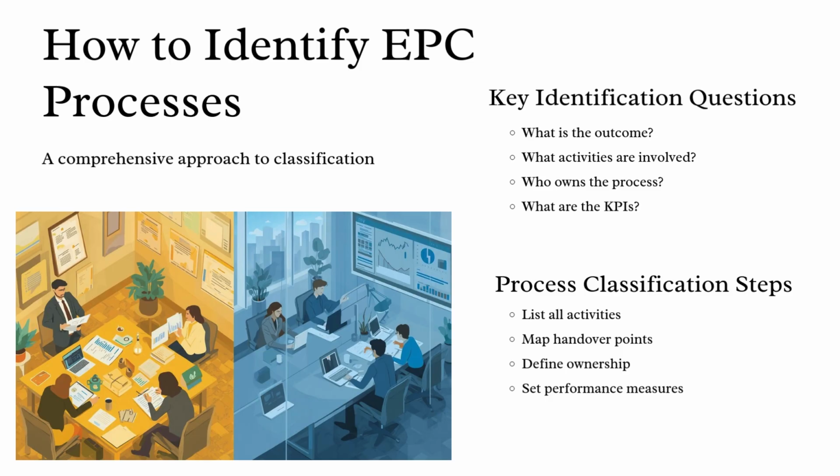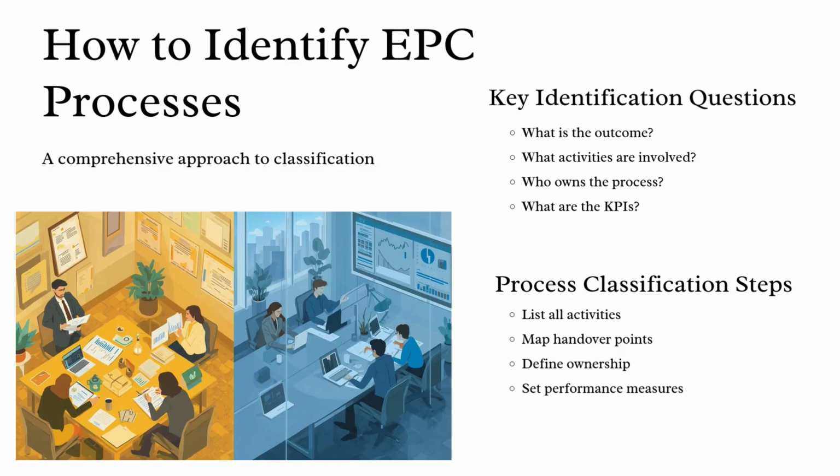Let us see how to identify EPC processes by following a few steps. Step 1 is start from outcomes, not departments. You can ask, what outcomes must we deliver? Examples: win projects, mobilize sites, deliver engineering, procure and deliver material. So these are all outcomes, not departments. All of them become a process family.